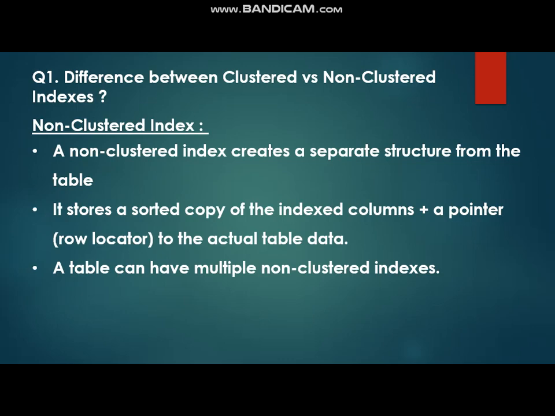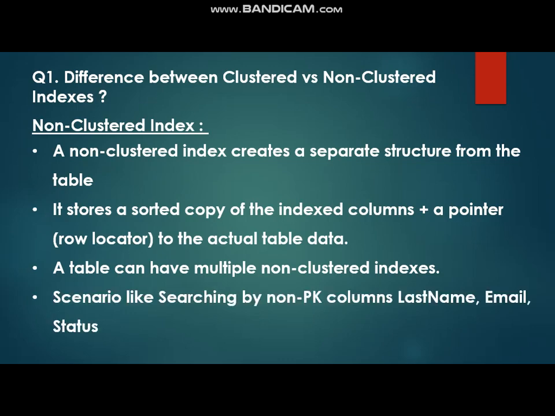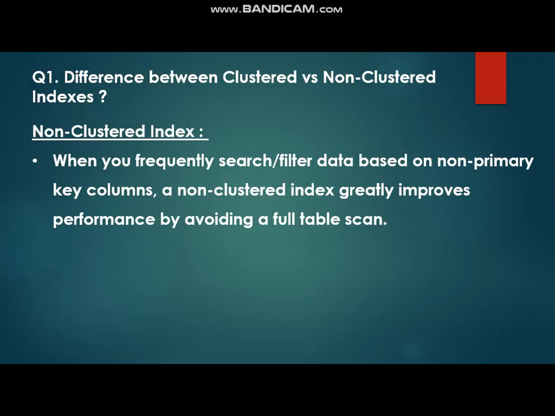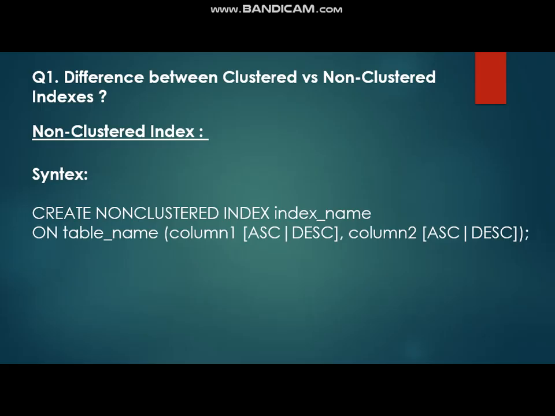So a table can have multiple non-clustered indexes. A scenario is searching by non-primary key columns like last name, email, and status. When you frequently search or filter data based on non-primary key columns, a non-clustered index greatly improves performance by avoiding a full table scan. So here's the syntax: CREATE NONCLUSTERED INDEX index_name ON table_name (column1, column2).